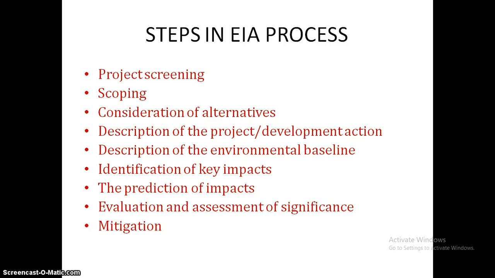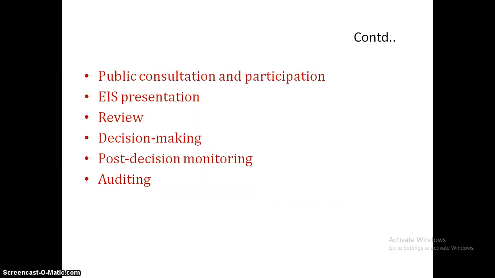Now let's see the steps in the EIA process. Actually, in the EIA process, there are 15 stages, which are project screening, scoping, consideration of alternatives, description of the project or development action, description of the environmental baseline, identification of key impact, the prediction of impact, evaluation and assessment of significance, mitigation, public consultation and participation, EIS presentation, review, decision making, post-decision monitoring and auditing.